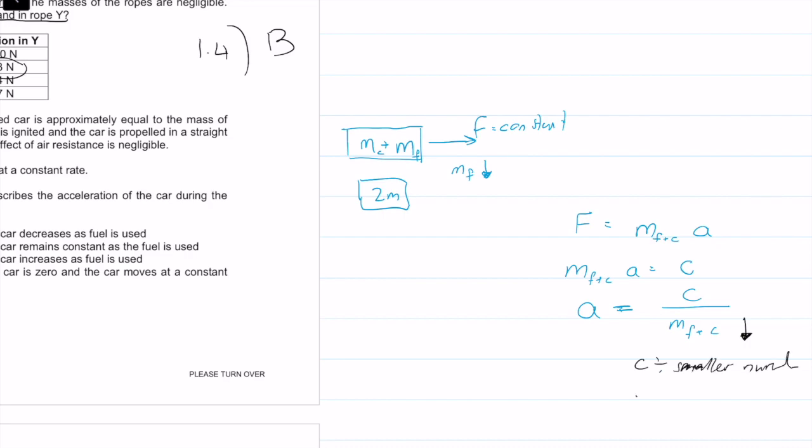okay, it results in a higher acceleration. Okay, so as our fuel goes down, the denominator gets smaller, so what happens is our acceleration goes up. So basically what we can say is that as the fuel decreases, our acceleration will increase.